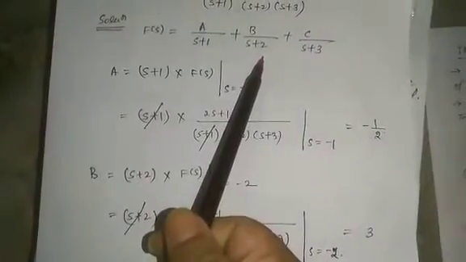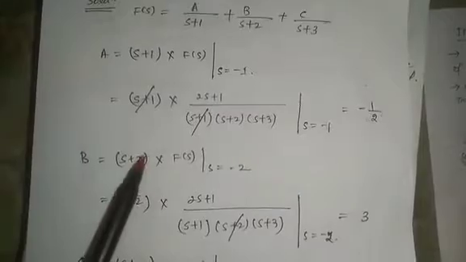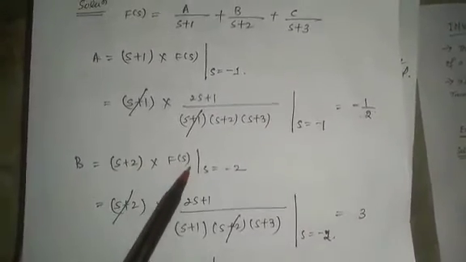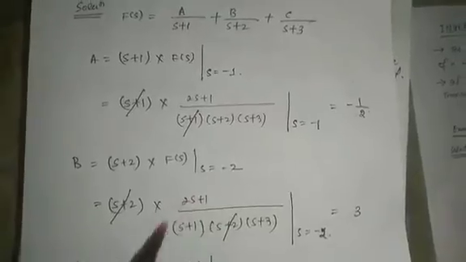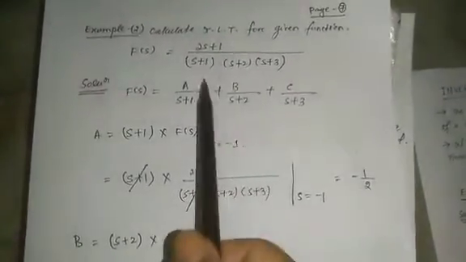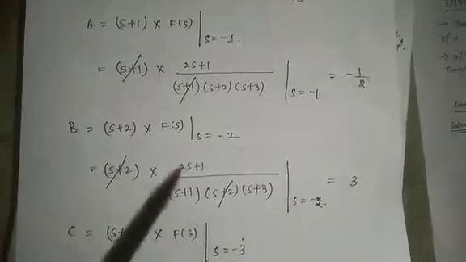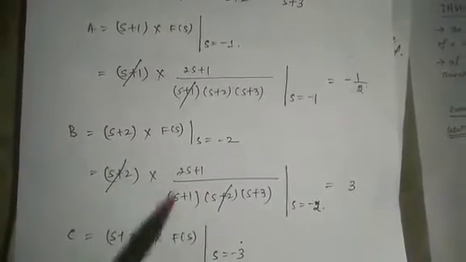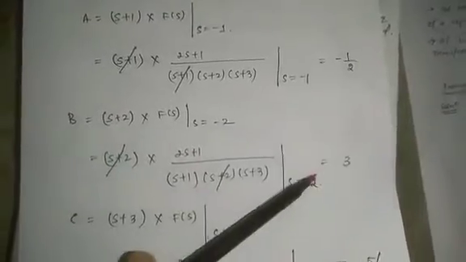Similarly b, how do you calculate b? In the denominator, the term s plus 2 is present, so s plus 2 into f of s, you just put s is equal to minus 2, where f of s is 2s plus 1 divided by s plus 1 into s plus 2 into s plus 3. Now s plus 2 cancels out, again s plus 2 is equal to 0, you just put s is equal to minus 2 in the rest part. At the place of s you just put minus 2, you can get 3, b value is equal to 3.